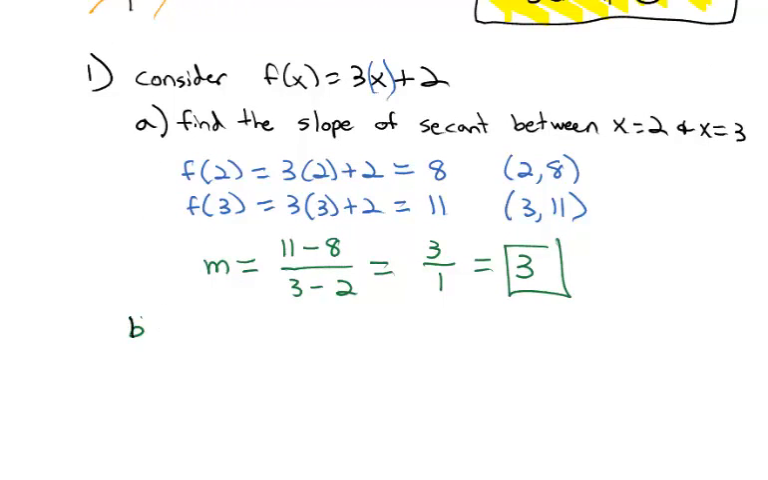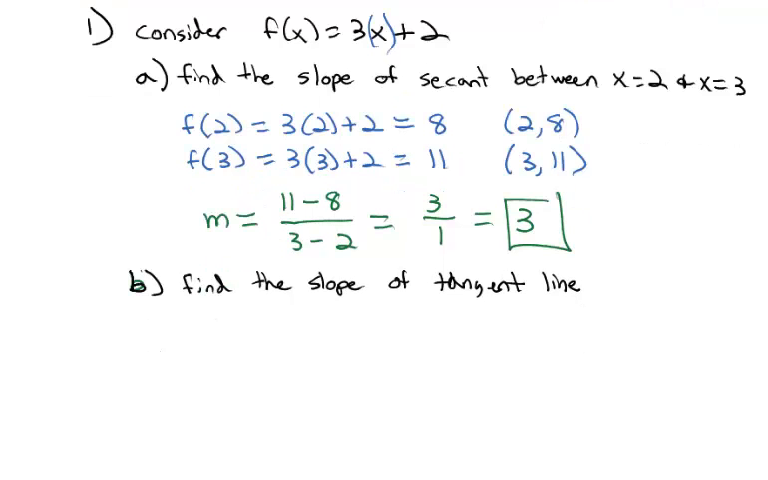Let's then, instead of looking for the secant line, find the slope of the tangent line. And here we're going to find the slope generally, and then we'll come back and actually calculate some points. So the slope is the limit as h goes to 0 of f of x plus h minus f of x all over h.